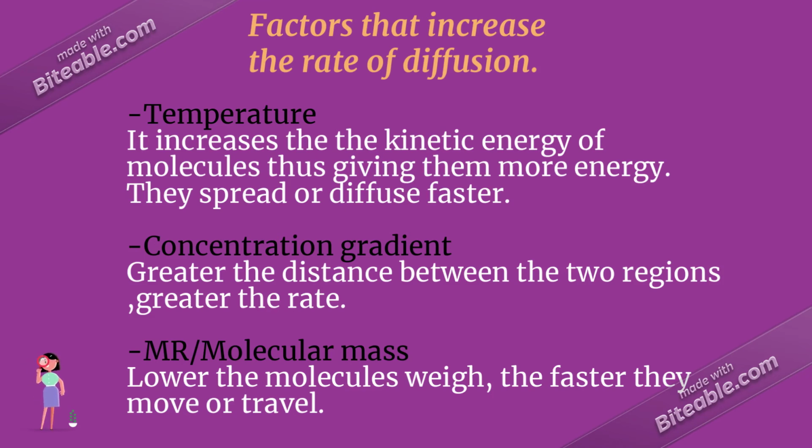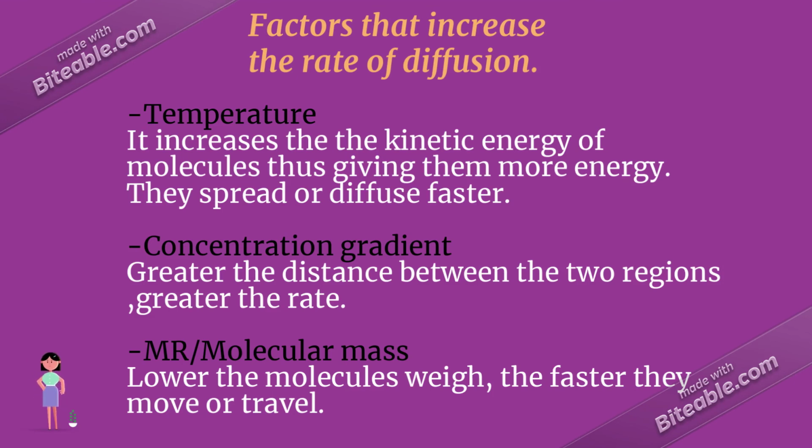The second factor that would increase the rate of diffusion is concentration gradient. When the distance is greater between the two regions, then the particles will travel faster, and therefore we have successfully increased the rate of diffusion. Suppose there's region A and region B, and the distance between the two regions is higher. When the distance is greater, the rate of diffusion will also be greater. We can also increase the rate of diffusion by increasing the concentration of particles or molecules in one specific region and drastically decreasing the concentration in the other region, so that diffusion can happen successfully from the top region to the lower region.